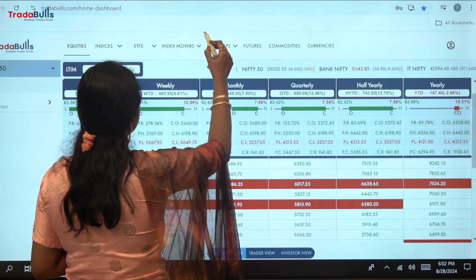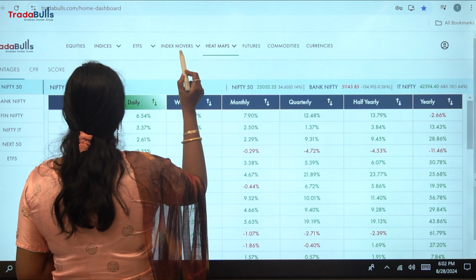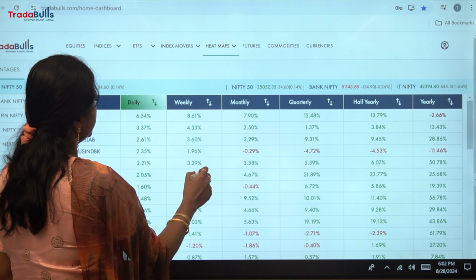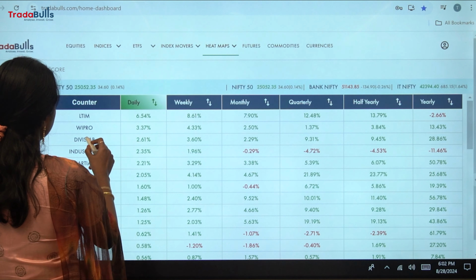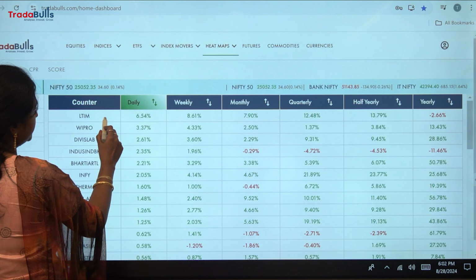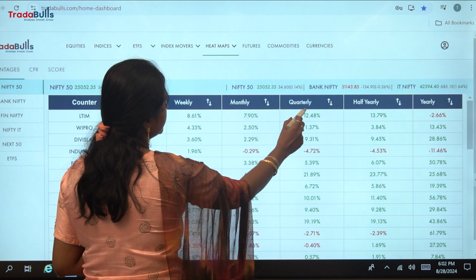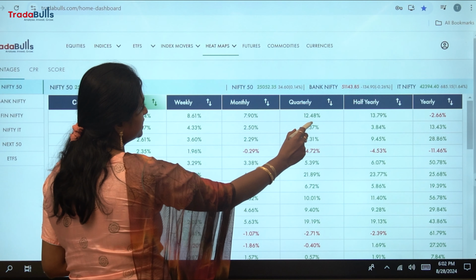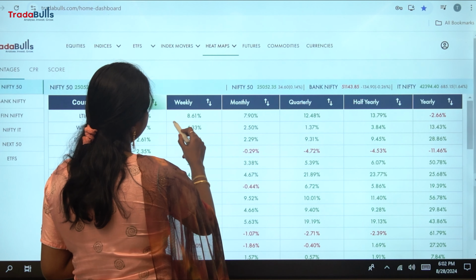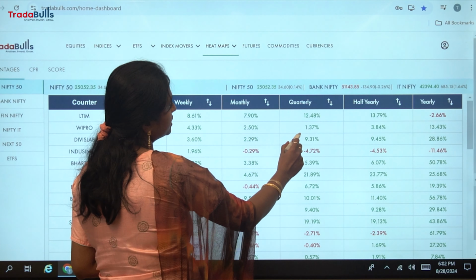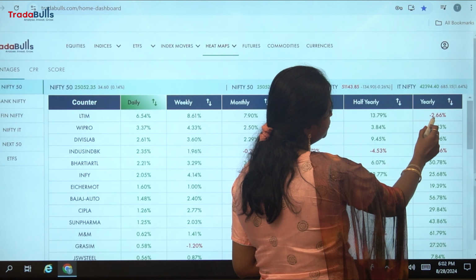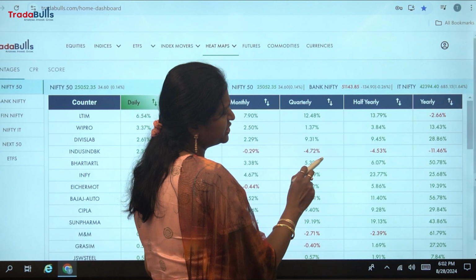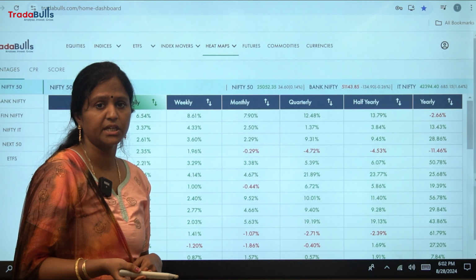Also if you look into the heat maps, so we are here in heat maps. Let's see LTI Mindtree. For daily, weekly, monthly, quarterly and half yearly, it is highlighted in green, which means it is on a higher range. For yearly, we have only minus 2.66%, which is very small and can be recovered.